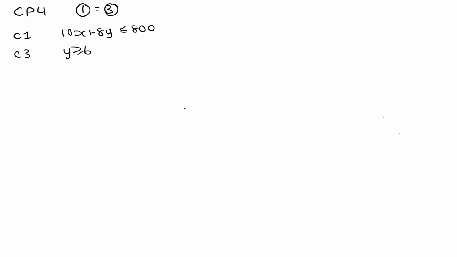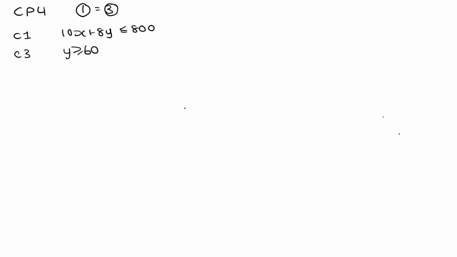Okay, so next we have to work out constraint, or corner point 4. So corner point 4 is where 1 is equal to 3. So a reminder what constraint 1 was. Constraint 1 was 10x plus 8y is less than or equal to 800. And constraint 3 was y must be greater than or equal to 60.